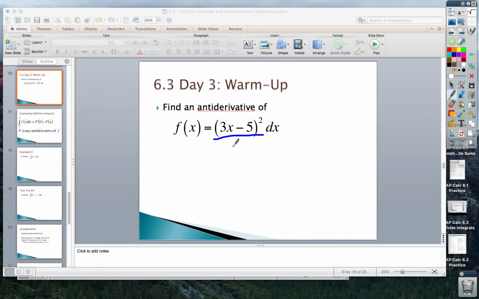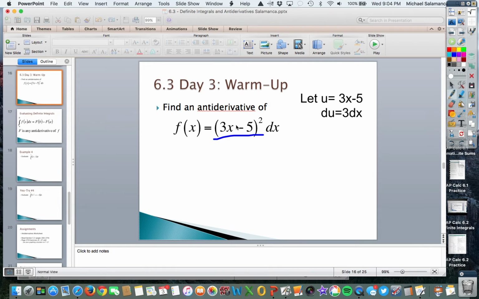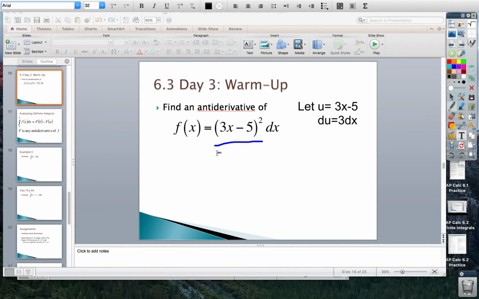So what we're going to do is I'm going to let u be equal to 3x minus 5. And then we're going to find du. du is going to be equal to 3 dx. And the reason why we're doing this is because it's going to make finding this integral much simpler. Because instead of having 3x minus 5, we have u to the second power. Now we mentioned this a little bit. When we're trying to find an antiderivative, we're finding the opposite of a regular derivative. So we're going backwards.